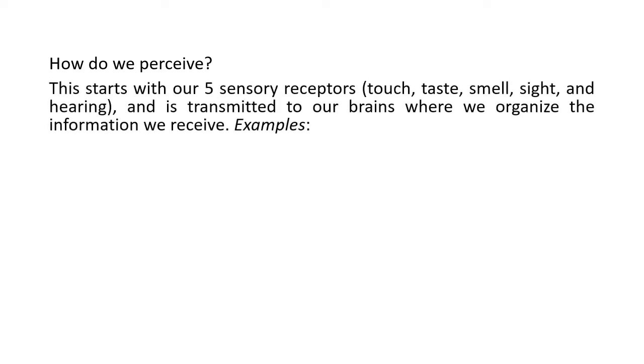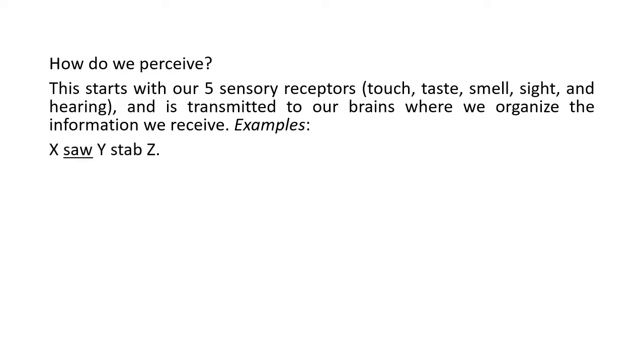How then do we perceive? This starts with our 5 sensory receptors: our sense of touch, sense of taste, sense of smell, sense of sight, and sense of hearing. And they are transmitted to our brains where we organize the information we receive. Here are some examples.